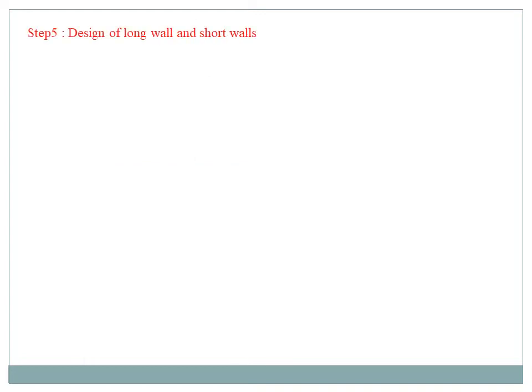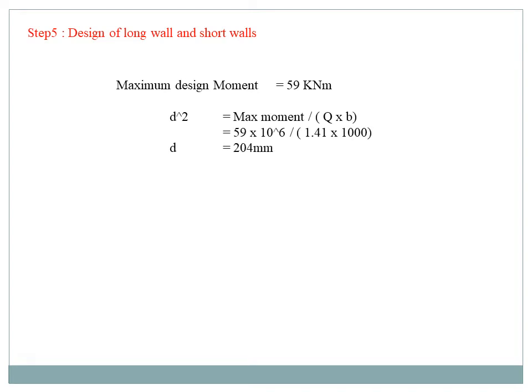Then step number 5, design of long wall and short walls. We know the formula: maximum design bending moment is equal to 59 kNm. So d square is equal to maximum moment by Q into b. Maximum moment is 59 into 10 power 6, Q is 1.41, into 1000. b is equal to 1000 mm, you can assume. So d is equal to 204 mm. So adopt effective depth d equal to 215 mm. So overall depth capital D is equal to 215 plus 25, which is 240 mm.